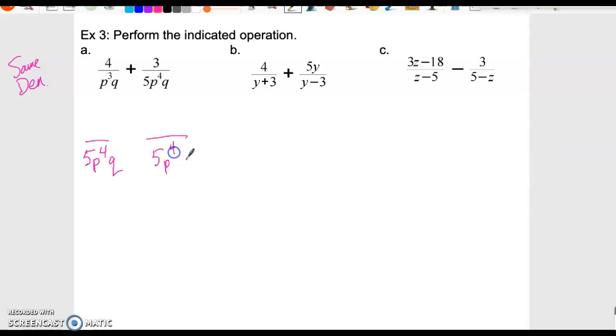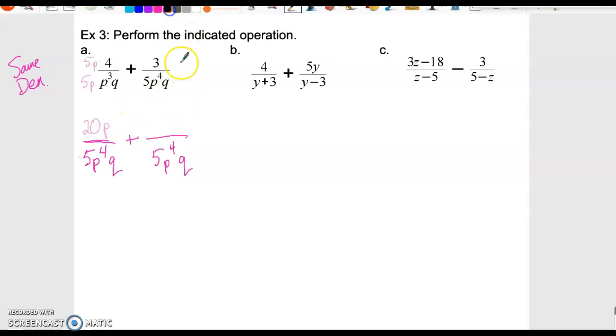5p to the fourth q. So this is what we would have identified in the previous problem. So the real magic to this is thinking, well, what is this fraction missing to get to this fraction? It's definitely missing a 5. It has 3 p's. Well, we need 4, so we need 1 more, and it already has the q. Well, in order to multiply the denominator by 5p, you also have to multiply the numerator by 5p. So that's where we get 20p.